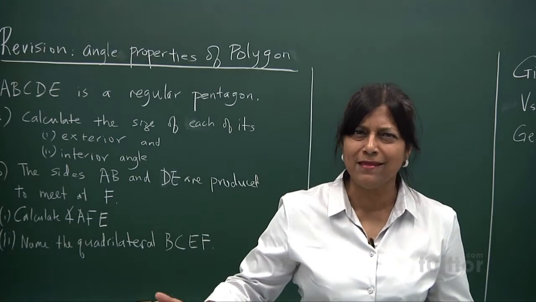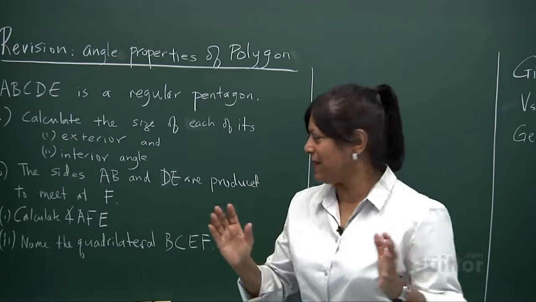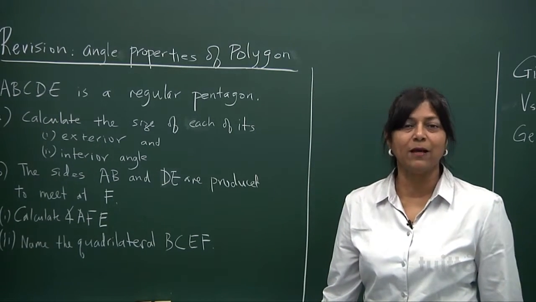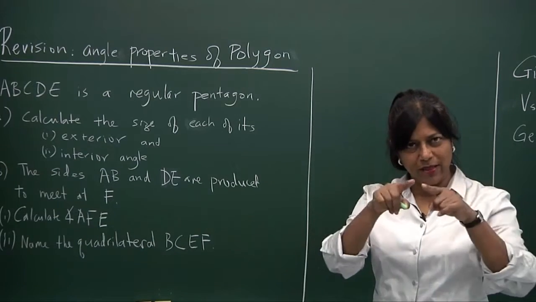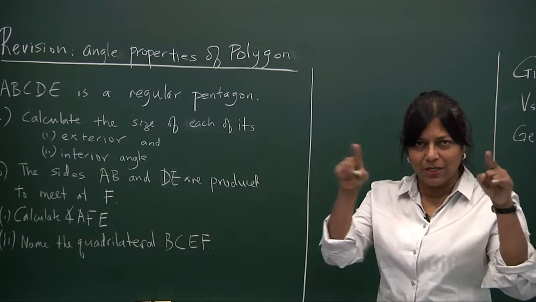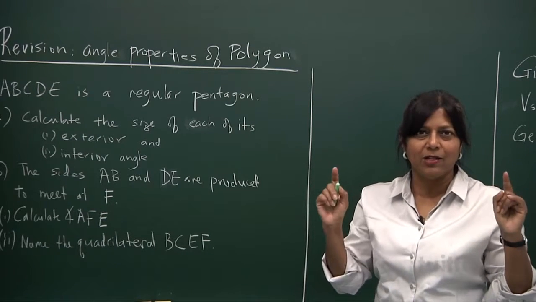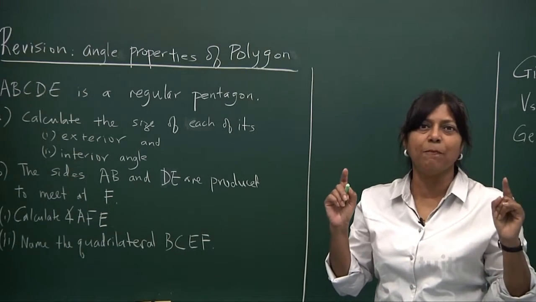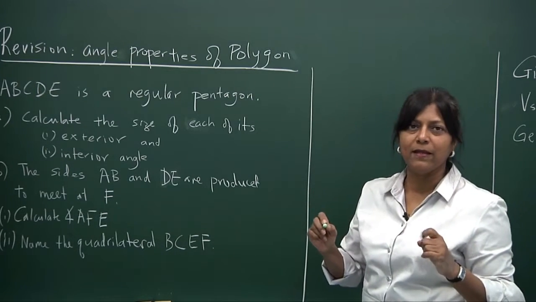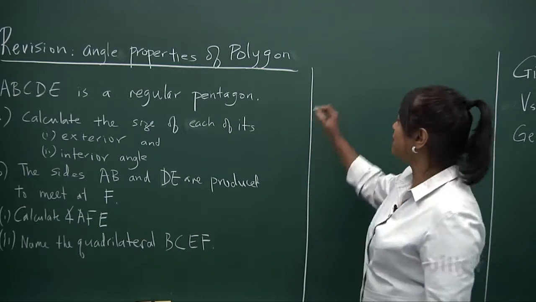Because any figure that has more than two lines, you call that a polygon. Two lines joined together with a third line, a three-sided figure, is called a polygon. The sum of interior angles of a polygon with n sides, how do you find the formula?